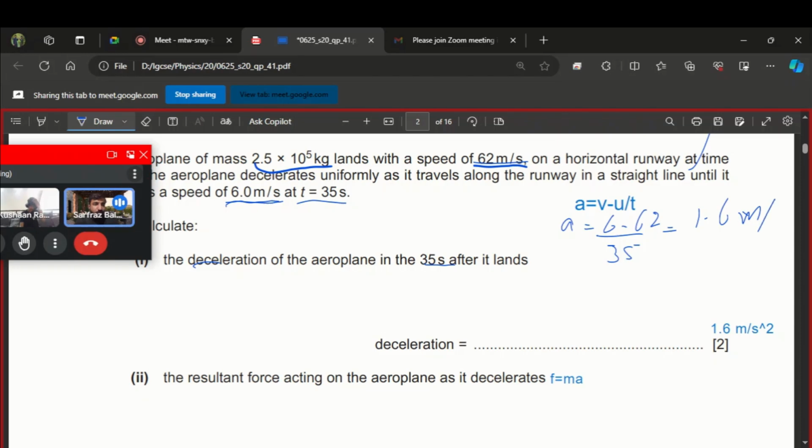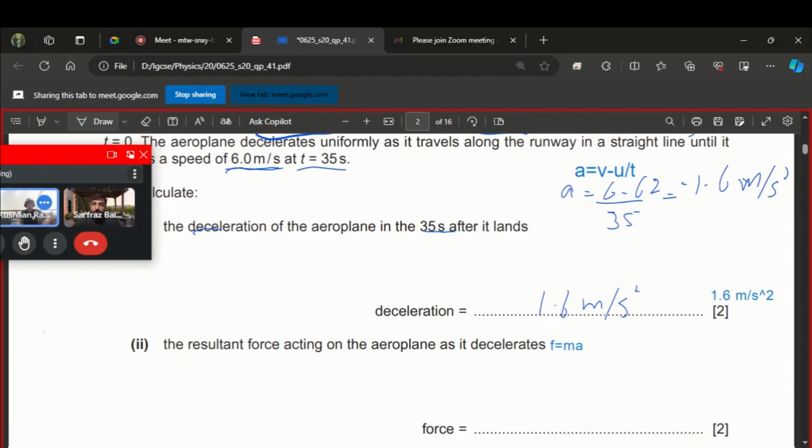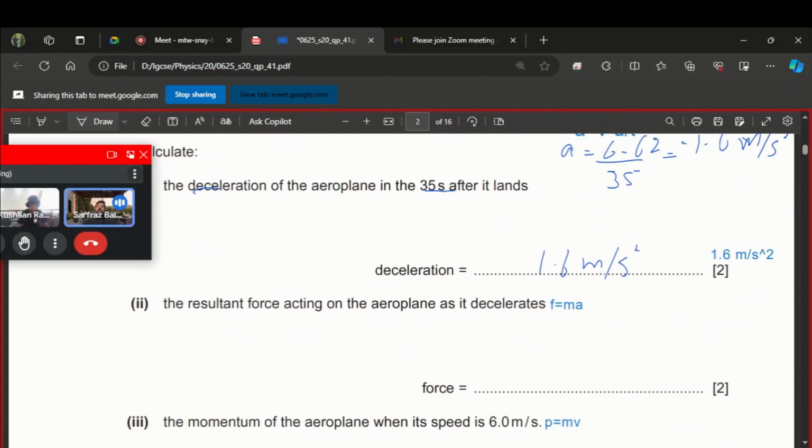By the way, why negative sign? But sir, negative is for negative acceleration. So for deceleration, we just use the positive number. So we will write just 1.6 meters per second squared. Is it okay?